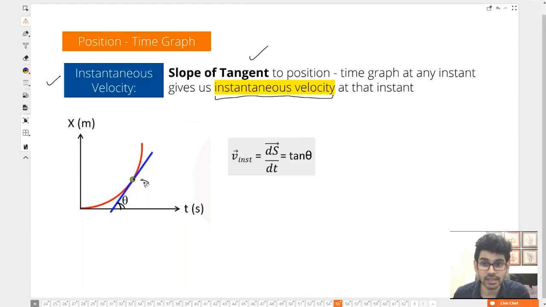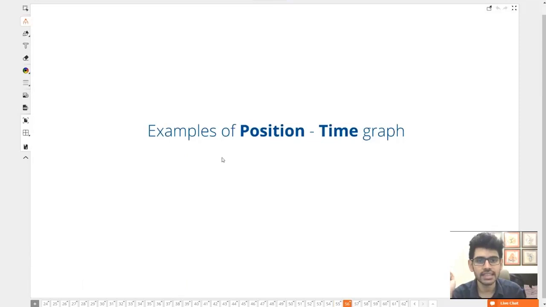Because this is nothing but dx by dt. The slope is nothing but dx by dt, the slope at this point, right? Which is equal to tan theta of the tangent as well. Yes, at a point. Now, examples of position time graphs.